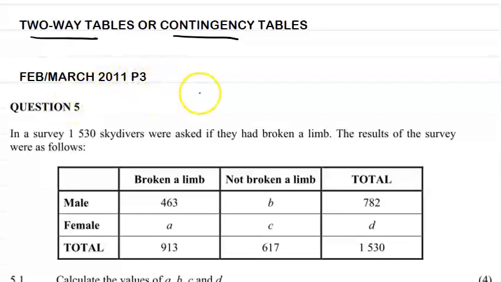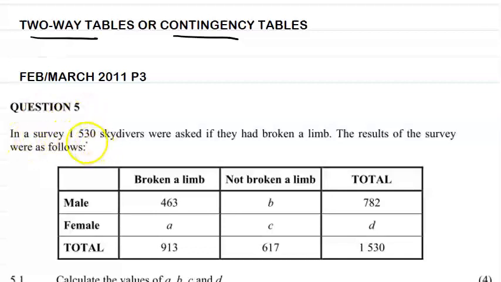So let's quickly revise. What is probability? Probability is the number of possible outcomes over the total number of outcomes, which is our sample space. So let's look at this example. February-March 2011, paper 3, Question 5.